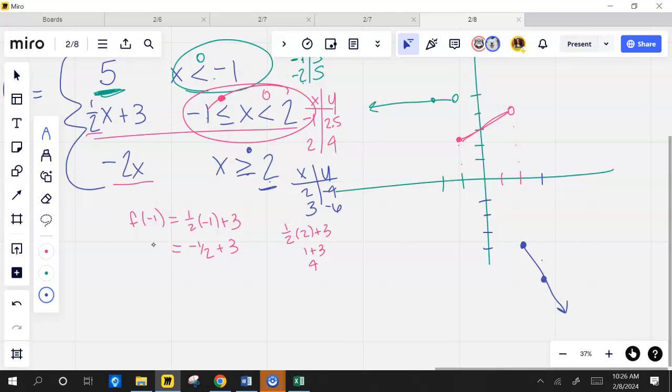Everything on the line is closed. Only your starting points or endpoints are going to be open. But everything that you use to graph is closed besides that.